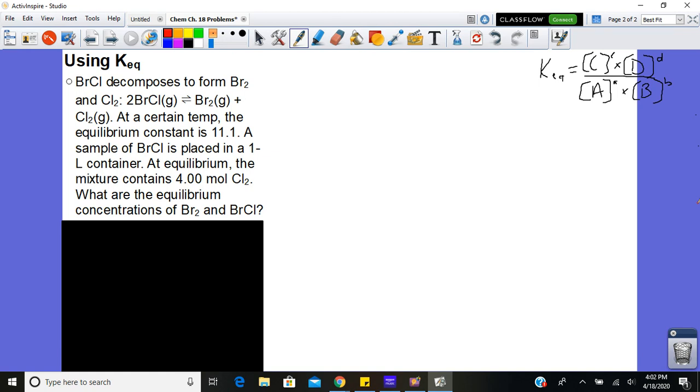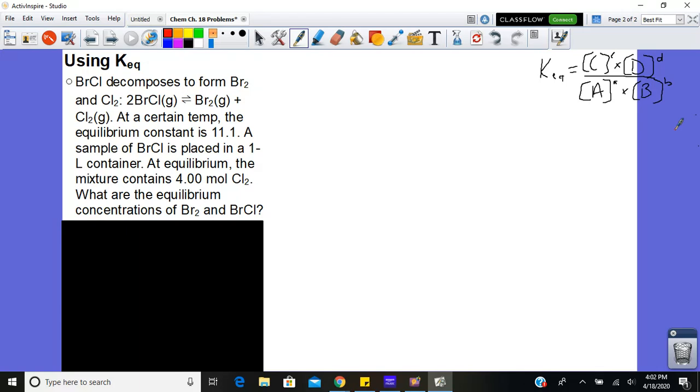At a certain temperature, the equilibrium constant is 11.1. A sample of bromine chloride is placed in a 1 liter container. At equilibrium, the mixture contains 4.00 moles of chlorine. What are the concentrations at equilibrium of bromine and bromine chloride?